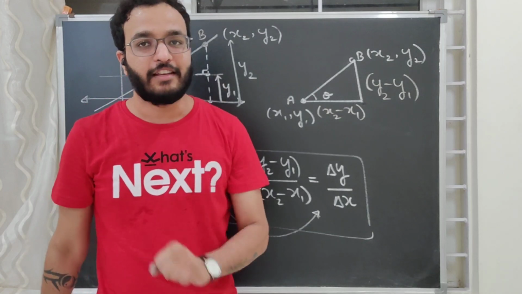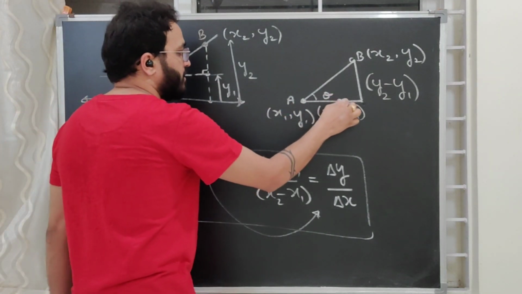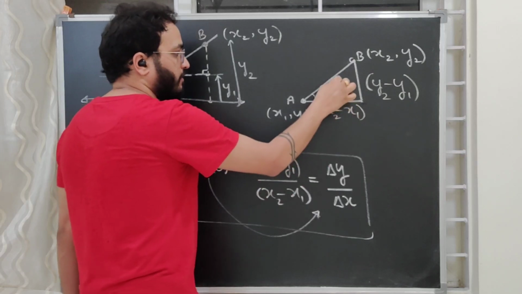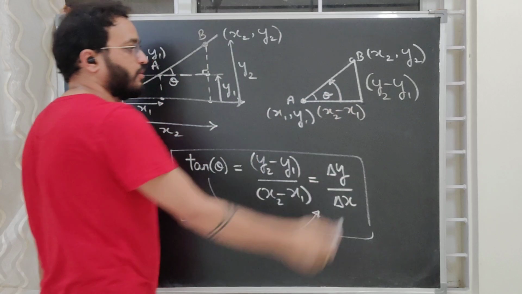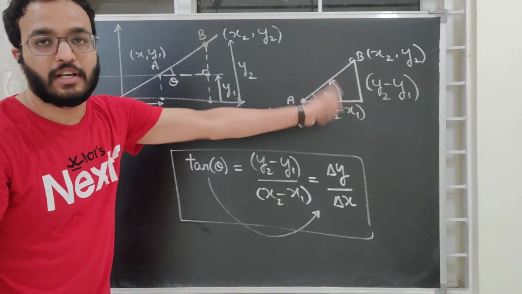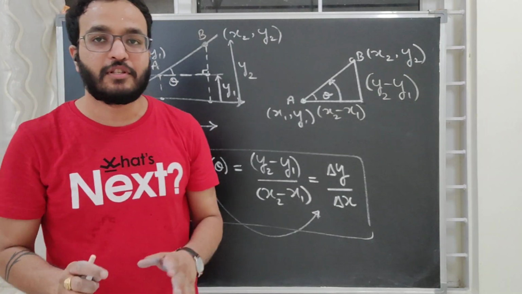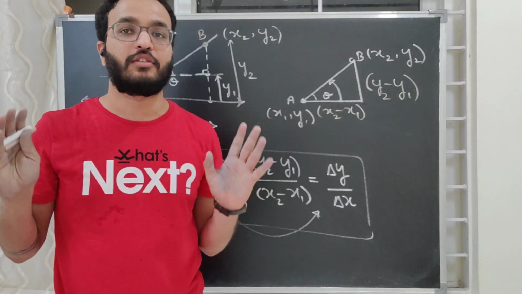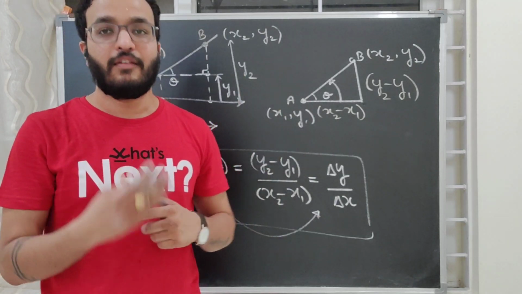One more thing is that this angle should always be measured in this sense. What sense? In this sense. That means in which direction? Anti-clockwise from the horizontal axis. Okay? Now, let's understand what happens if the graph is not a straight line. If the function is not a straight line, it's a curve. Then what happens?